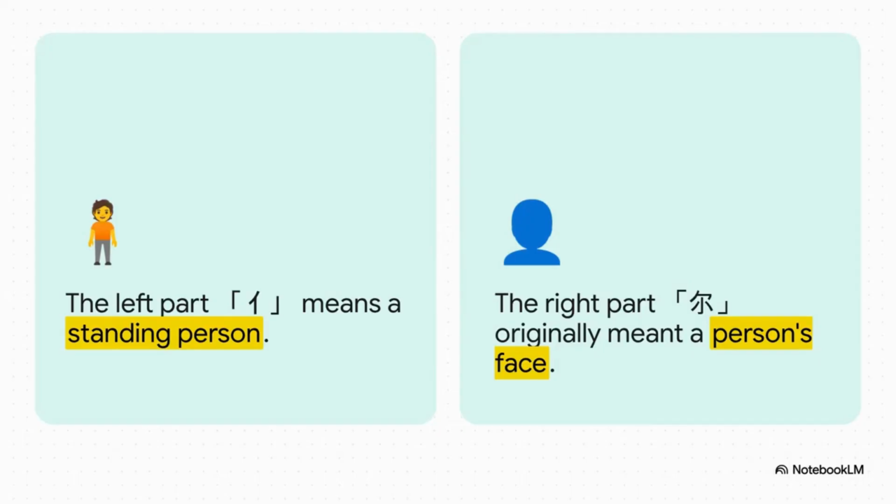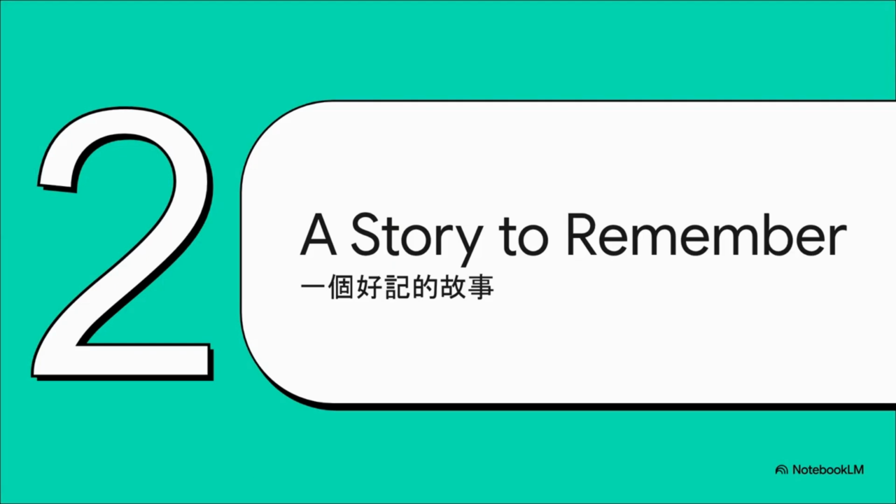Now, this is where the magic happens, because these little pieces actually mean something on their own. The part on the left, ren, is what's called a radical. You'll see it all over the place, and it means a standing person. Easy peasy. The part on the right, er, well, this one originally meant a person's face. Stick with me here. All right, so we have a person and a face. How in the world do you get you from that combination? Well, that's where a good story comes in. It's all about connecting the dots in a way that makes sense.